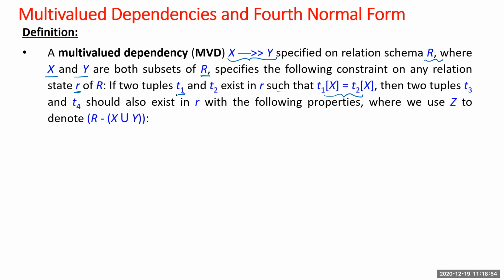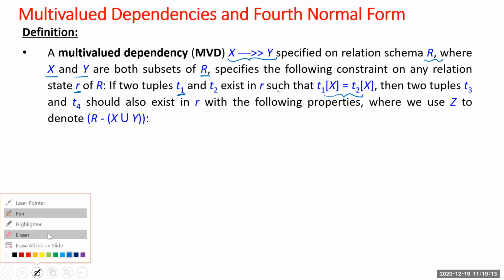If two tuples T1 and T2 exist in R such that T1[X] equals T2[X], then two tuples T3 and T4 should also exist in R with the following properties. Let's see what those properties are.